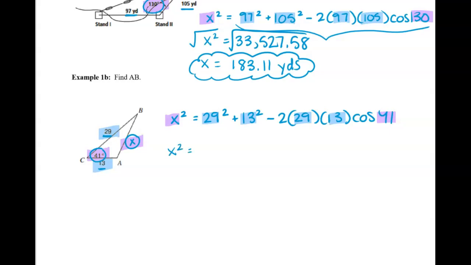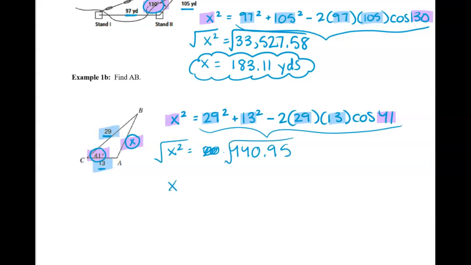Once again, in this case, if we're solving for the left, put all of that in your calculator. We get x squared equals 440.95. Square root both sides, and we get x equals 20.998, which is pretty darn close to 21.